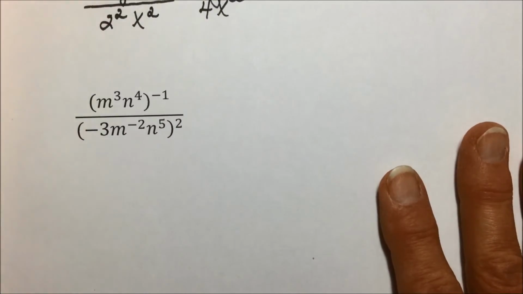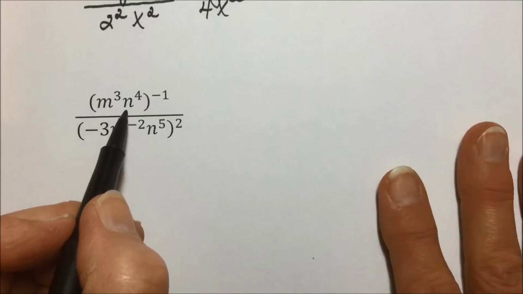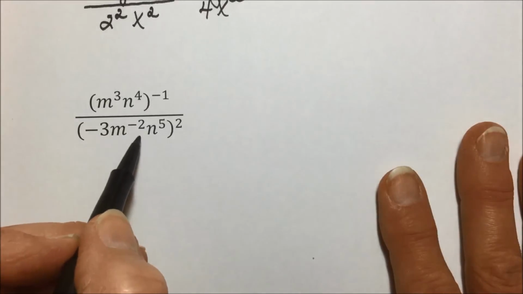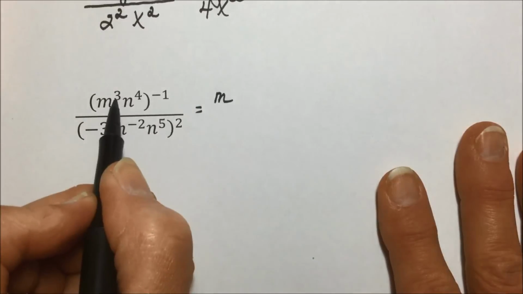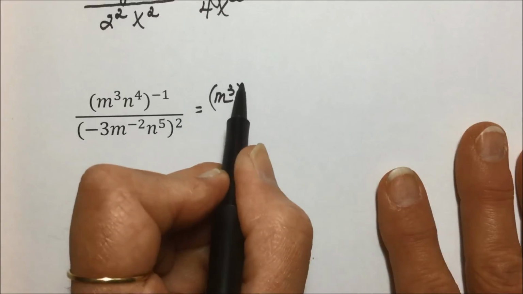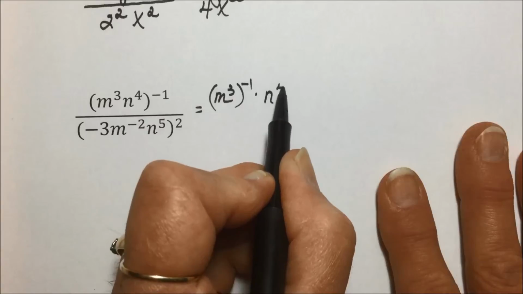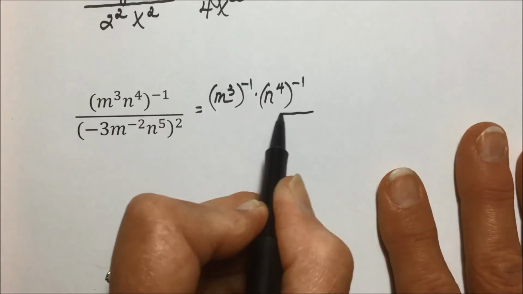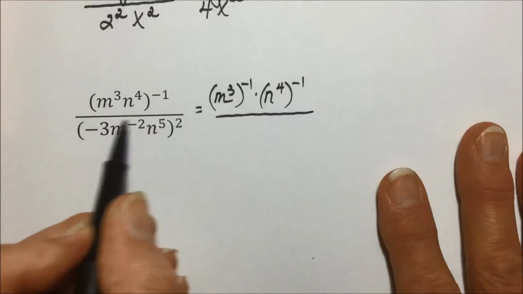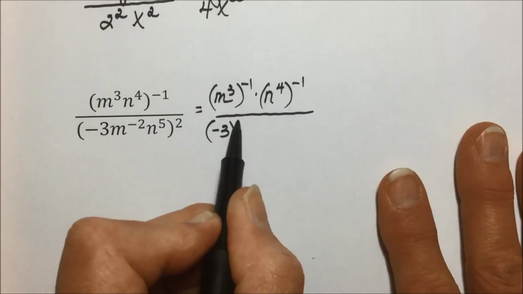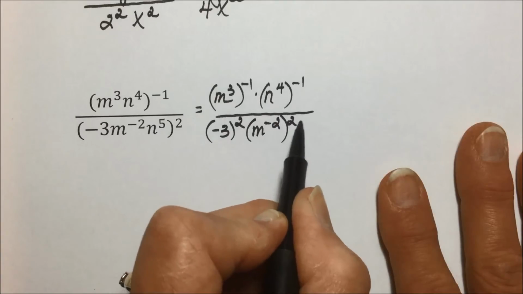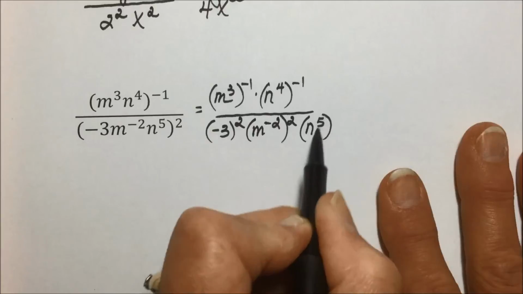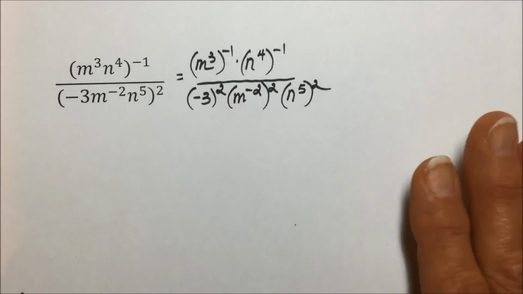In this next problem, we have order of operations that we do need to follow first. Before we do division, we have a product raised to a power. That means each one of those terms is raised to that power. M to the third is raised to the negative 1. The second factor, n to the fourth, is raised to the negative 1. And in the denominator, these three factors are raised to the second power. So we'll take care of our exponents first by raising each one of those terms to the power.